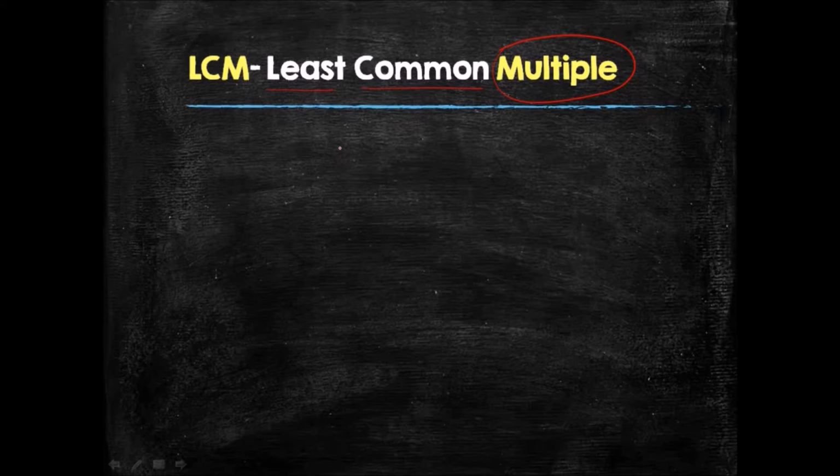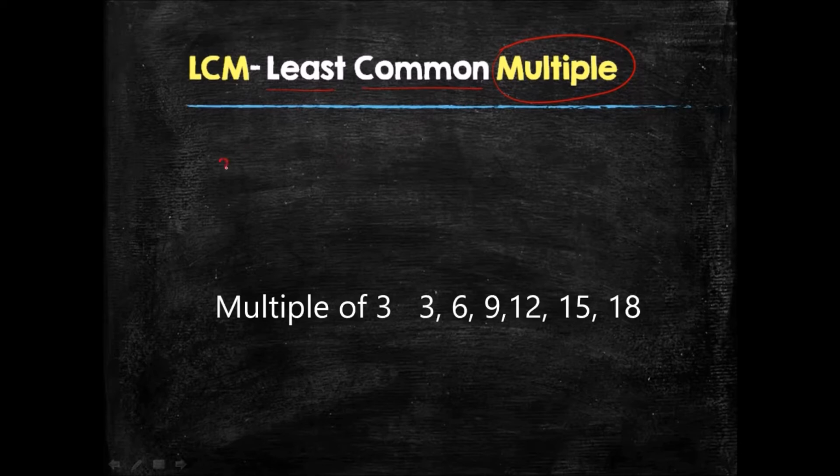Now what is a multiple? Let's take an example. The number 3. The multiples of 3 would be 3, 6, 9, 3 4s are 12, 3 5s are 15 and so on. The list goes on and on. So what is a multiple? A multiple of a number is that number multiplied by any other natural number. It's just like a table we have studied in lower classes. So with the word multiple, just remember that we are looking at the table.